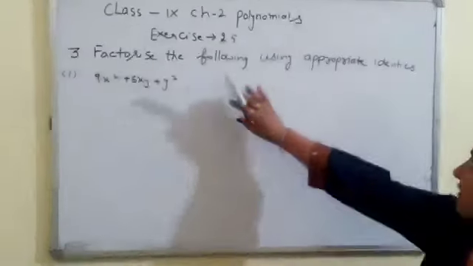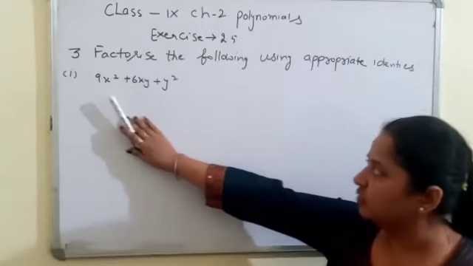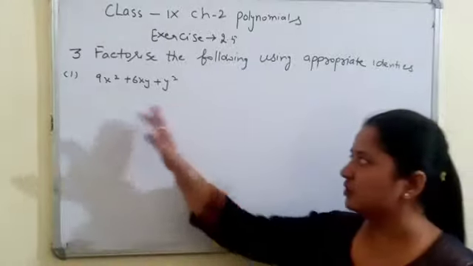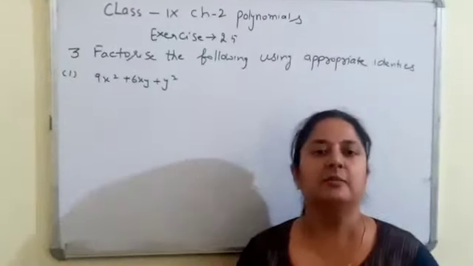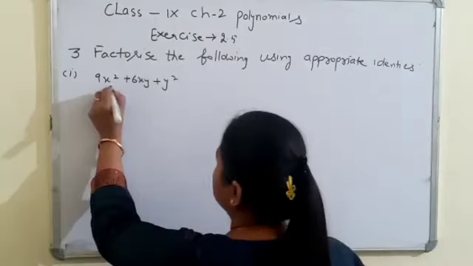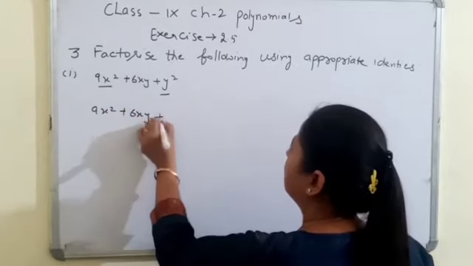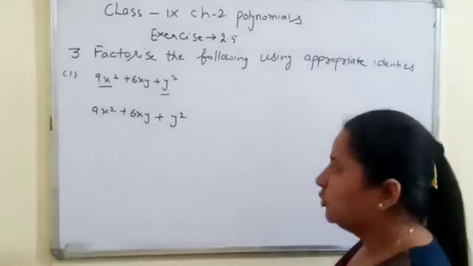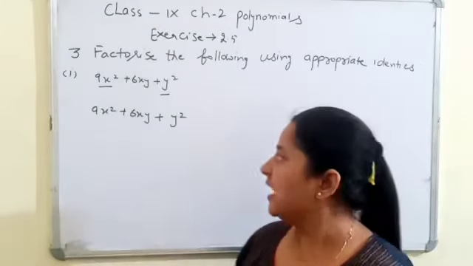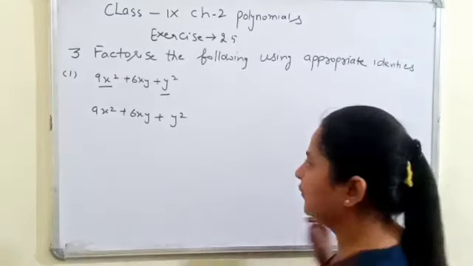Question 3 is factorize the following using appropriate identities. First one is 9x square plus 6xy plus y square. We have to factorize this algebraic expression by using an identity. So let's see which identity we can use for this statement. 9x square plus 6xy plus y square. Yes student, you can see here 9x square is the perfect square of 3x. And the last term y square is the perfect square of y itself.